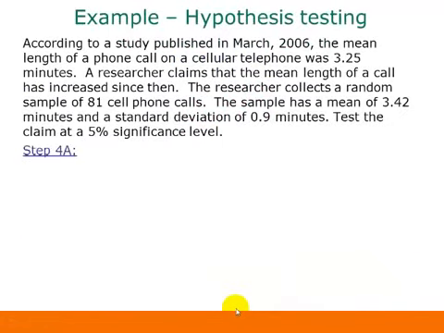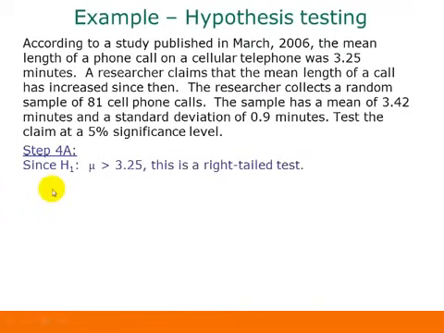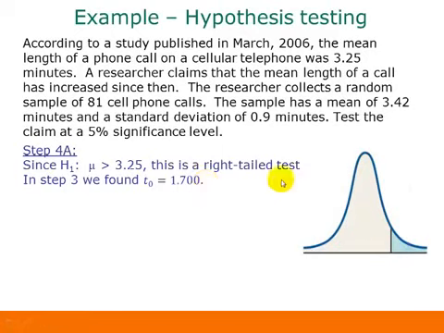Back to our example. Our alternative hypothesis in this problem was that the mean is greater than 3.25. Since this inequality is pointing to the right, this makes it a right-tailed test. And in step 3, we found our test statistic was 1.700. So here's our picture. Since we have a right-tailed test, we're going to be shading to the right of our test statistic. So here's our test statistic, 1.700. So what we're doing is finding the area in this right tail.